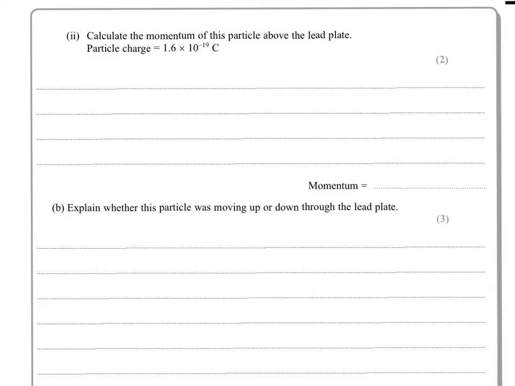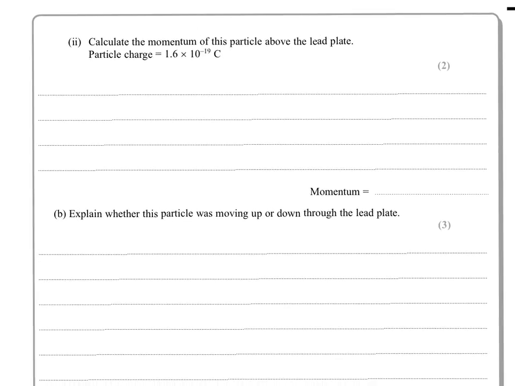So we're asked to calculate the momentum of the particle above the lead plate. Remember, we've got now a radius coming in from the previous answer of about 47 millimeters. So we've got R equals 47 millimeters, and BQV will equal mv squared over R. Consequently, BQ will equal mv over R. Remember, this is just magnetic force is the centripetal force being provided. So BQR equals mv, which is the momentum.